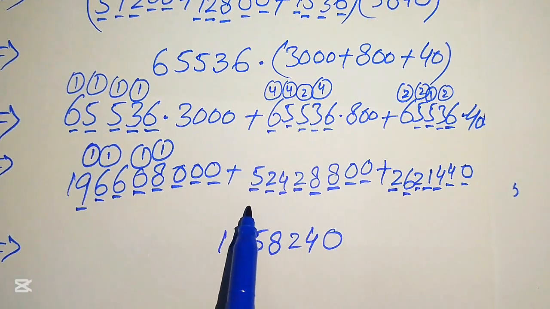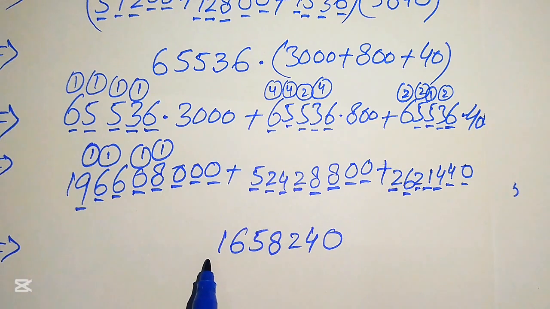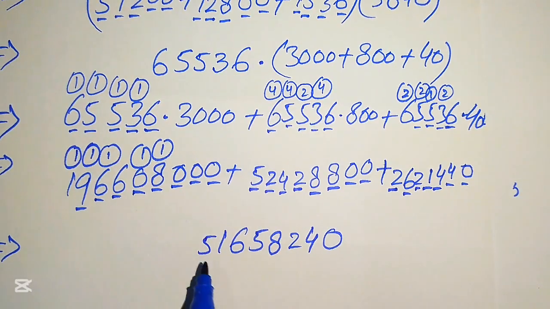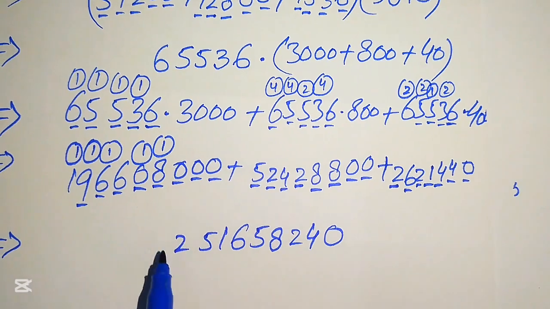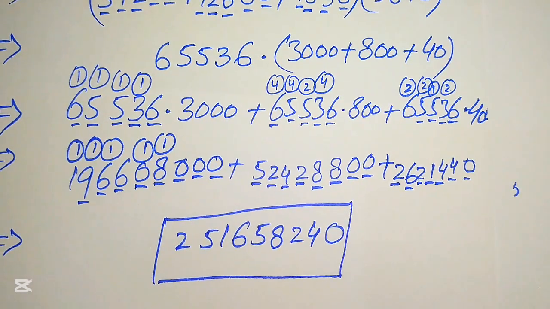So 9 plus 5 is 14. 14 plus 1 is 15. We write 5 and carry 1. So 1 plus 1 becomes 2. So this is our final simplified form of the given question, and this is the final answer.